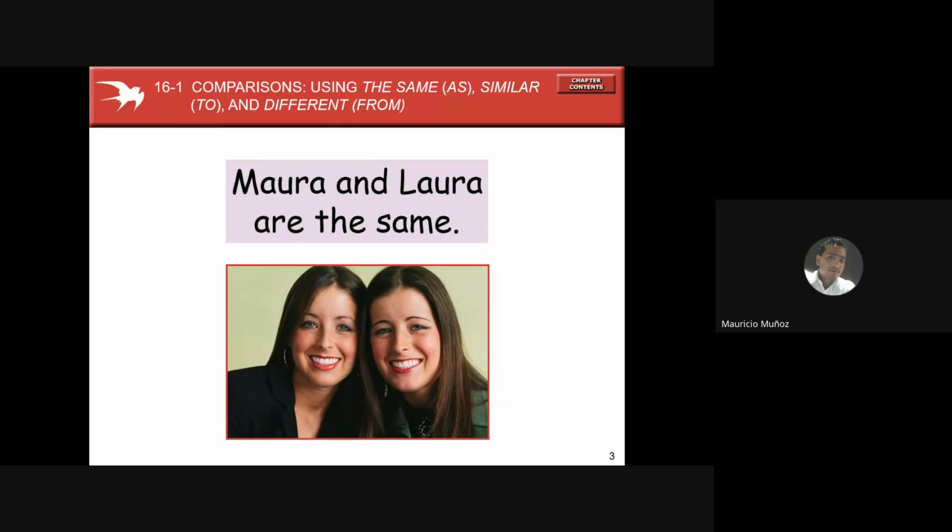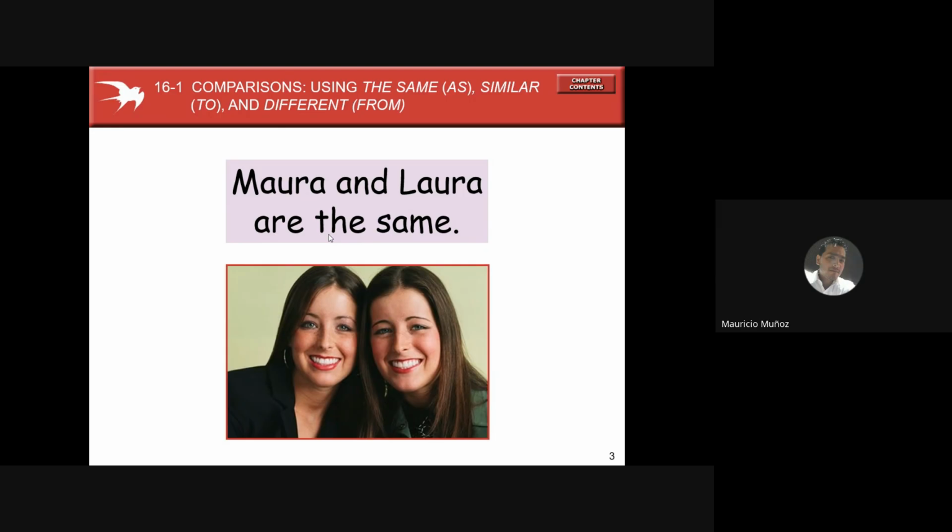So it is time to practice how to compare. As you can see, we have a sentence. First, I need you to look at the picture. They are pretty alike, you see? We have two women. Are they different or are they the same? Look at the picture. If it's two people, two objects, two animals, or two places, we can compare them using different qualities. In this case, we say Maura and Laura are the same. So this is one way. Same, lo mismo. Okay?